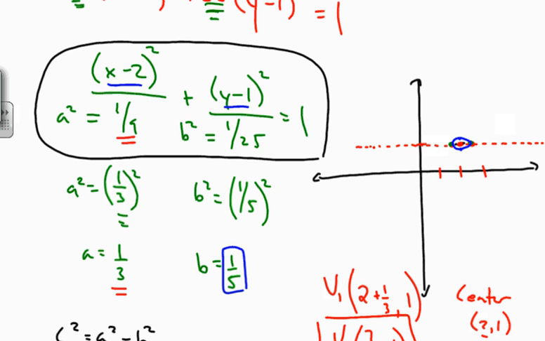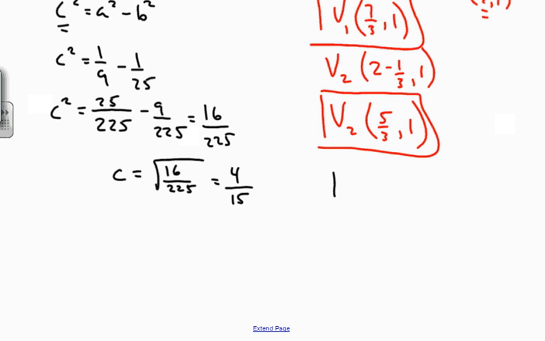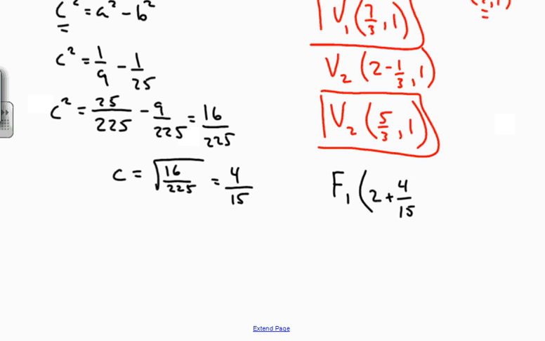Wow. So they're basically right there. You can see, basically I'm making like a little happy face. Not cool. But focus 1 is going to be 4/15 positive from the center. Now if you look at our center point, which is 2, we're going to add that to 2, and our 1 is going to stay the same. Our focus 2 is going to be 2 minus 4/15 away from the center.